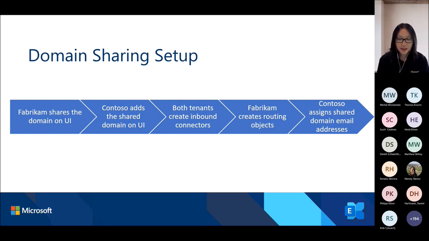And then the next step is our secret sauce, which is to create the routing objects in Fabricam. The routing objects, as the name suggests, are used to facilitate inbound mail routing, and they're also used to ensure address uniqueness. So routing objects can be either a mail-enabled user or contact. And here we're in the last step, which is simply to assign an email address that has the shared domain to a user in Contoso.